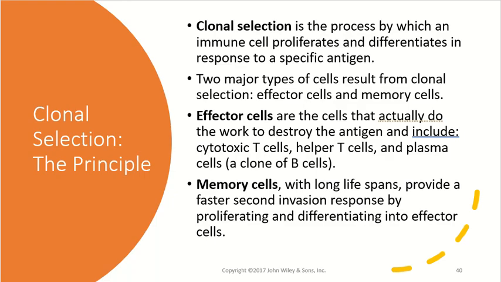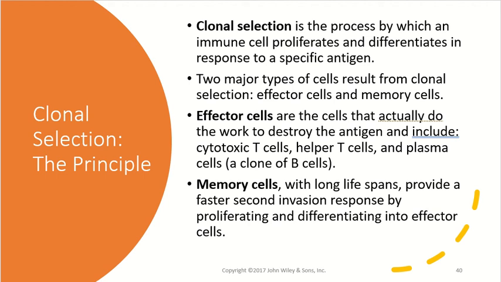So we need to talk just briefly about this process called clonal selection, just about the basic principle of it. This is going to be the process by which an immune cell is going to proliferate and differentiate in response to a specific antigen. So two major types of cells are going to result from this clonal selection. We can end up with an effector cell and a memory cell. Effector cells are going to be the cells that are actually going to do the work of destroying that antigen. These cells are going to be cytotoxic T cells, our helper T cells, as well as plasma cells, like a clone of a B cell.